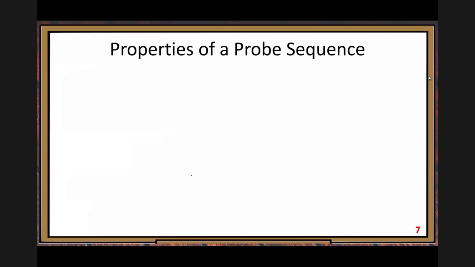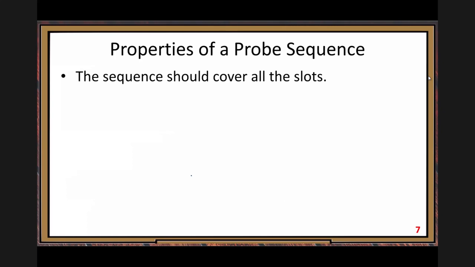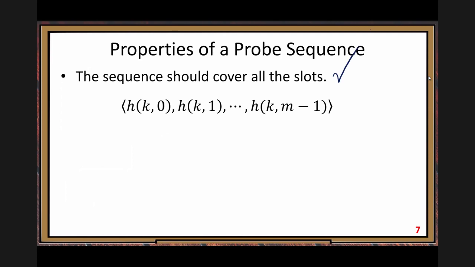Properties of a probe sequence. The sequence should cover all the slots. If you want to create a probe sequence, then it should cover all the possible slots. Otherwise, your hash function design is not good. So when you design your hash function, you need to have this property.